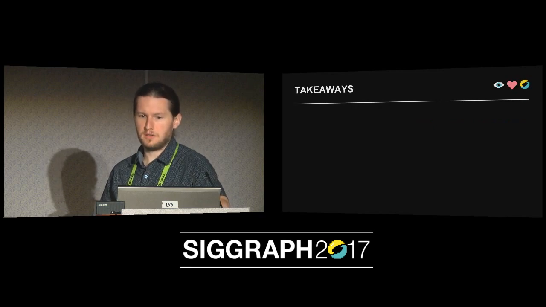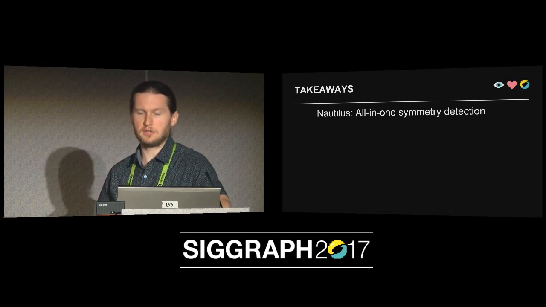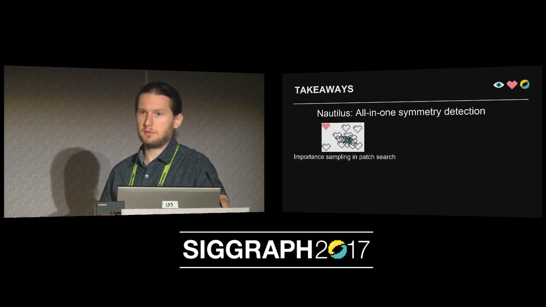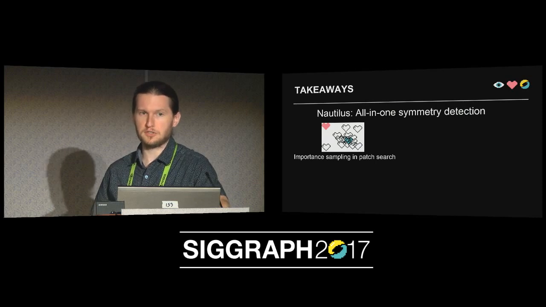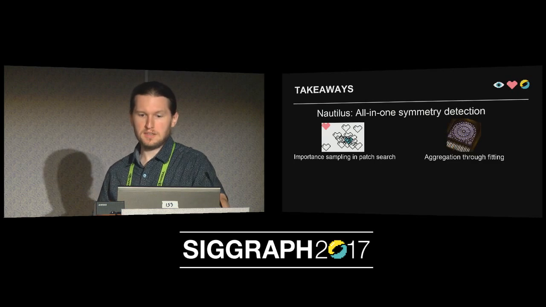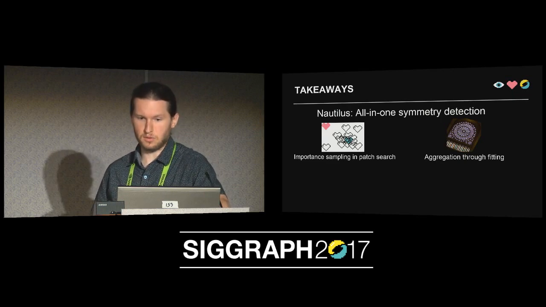Ultimately, we developed an all-in-one symmetry detection system which discovers generalized symmetries under perspective by analyzing and processing patch correspondences. In doing so, we have learned a couple of interesting things. Through importance sampling, we can inject external information into patch search to help convergence in particularly difficult scenarios. We can make sense out of a noisy correspondence histogram by fitting the candidate transformation to larger regions and aggregating them along the way.